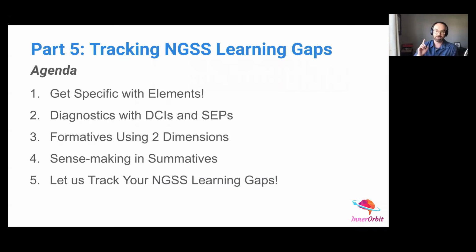Today, we're going to talk about tracking NGSS learning gaps. I'm going to start out getting specific with elements. We're going to go deeper with diagnostics, DCIs, and SEPs. We'll talk about formatives using 2 dimensions, sense making and summatives, and then maybe you'll even let us track your learning gaps for you, because a lot of this is really complex and these standards are multidimensional. We would love to help you make that a little bit simpler for you.